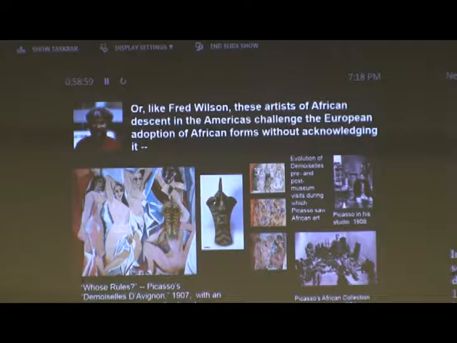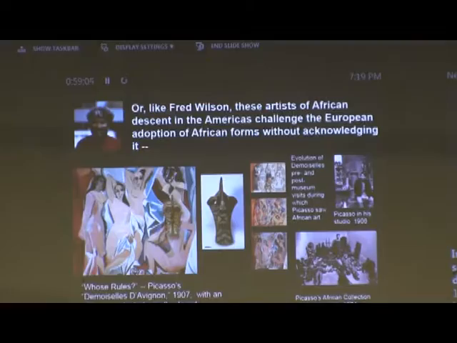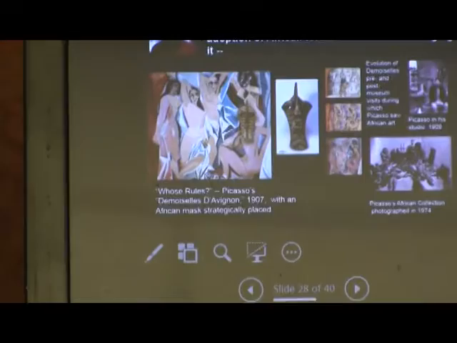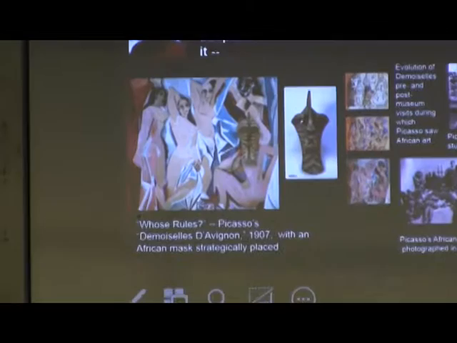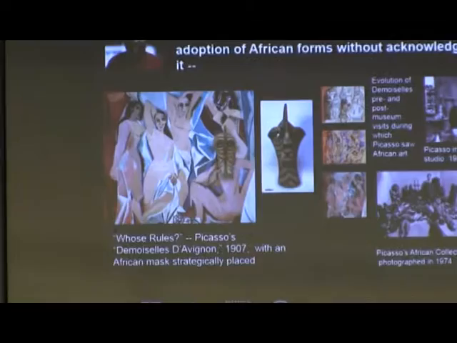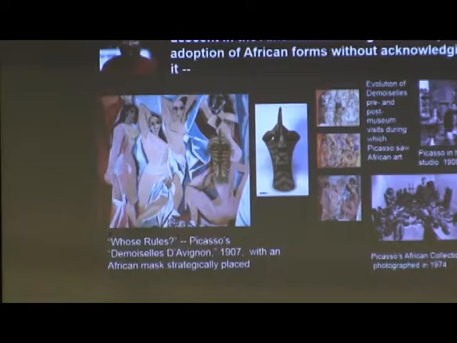And so he's made this wonderful piece, which is a reproduction of Pablo Picasso's Demoiselles d'Avignon, which is considered the first major Cubist painting. And he put over the most Africanized face a mask like this one, which you will see at the Fitchburg Art Museum. You will not see this at the Fitchburg Art Museum, but you will see this one. And named it Whose Rules? Whose rules was Picasso using when he made this painting?